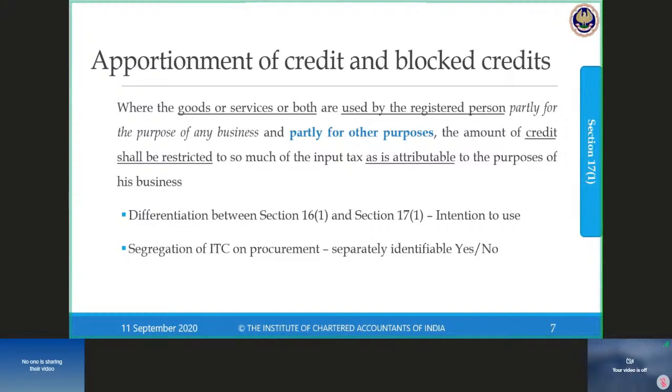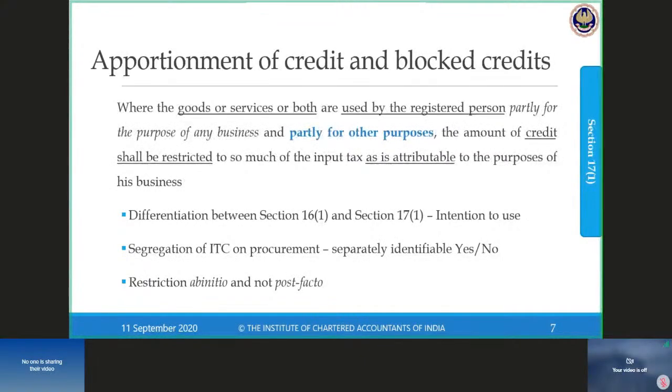There my section 17(1) comes in and says, look, you are partly not using it for business. Then I am restricting that credit. Whatever credit you have taken, to the extent you have used in business, enjoy. Not used, restrict that. That is what section 17 says. My restriction is ab initio and not post facto. That means at the time of procurement, section 17, plain reading.